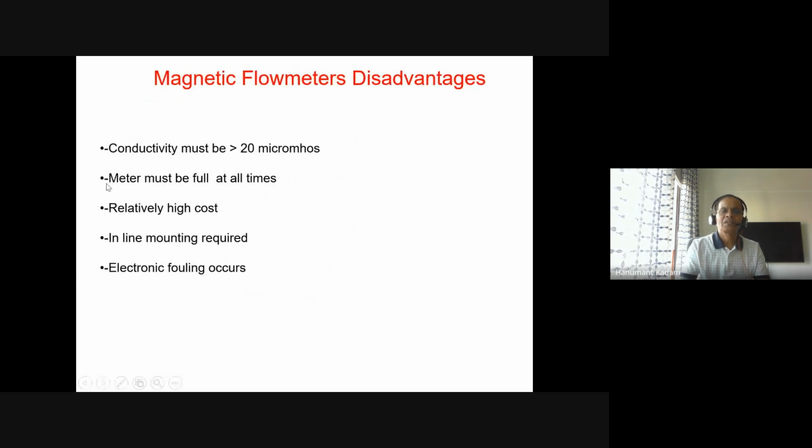So you can see meter must be full at all times. Then relatively high cost. As I told, the cost is high as compared to your DP, rotameters, and other vortex meters. You have seen how the sensor material, precision metals, are used. High voltage is there. So because of that, relatively high cost.